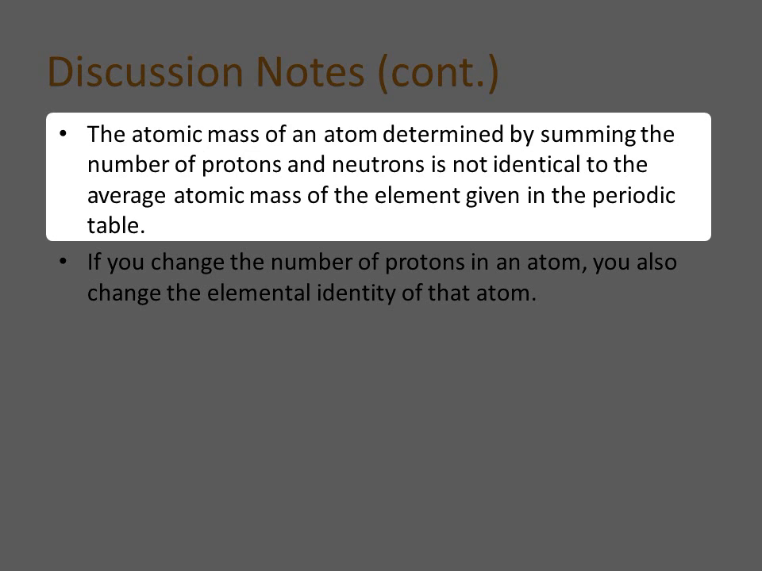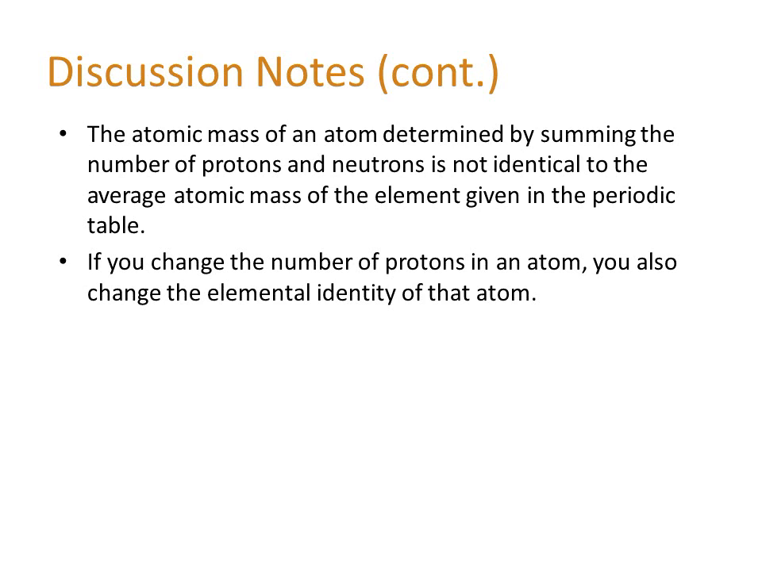The atomic mass of an atom, determined by summing the number of protons and neutrons, is not identical to the average atomic mass of the element given in the periodic table. This difference will be discussed further in future lessons.